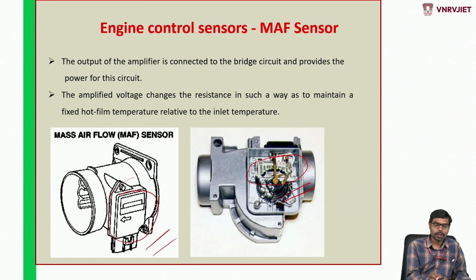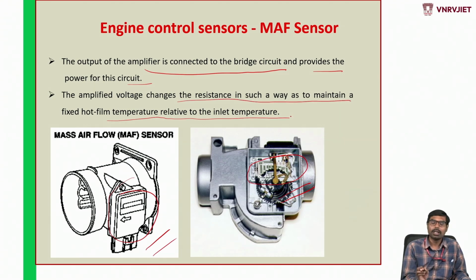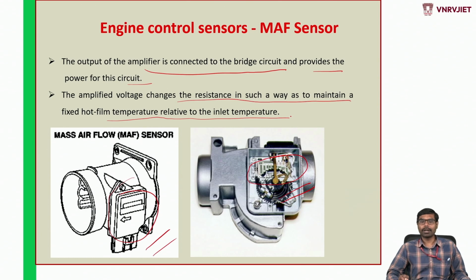Okay. So here also I mentioned the output of the amplifier is connected to the bridge circuit and provides the power for this circuit. The amplified voltage changes the resistance in such a way as to maintain the fixed hot film structure temperature related to the inlet temperature. So that means once you get an imbalance, a voltage imbalance or temperature-resistance imbalance, then voltage is generated in the Wheatstone bridge. That Wheatstone bridge voltage is supplied back again to the hot film structure to maintain the temperature.